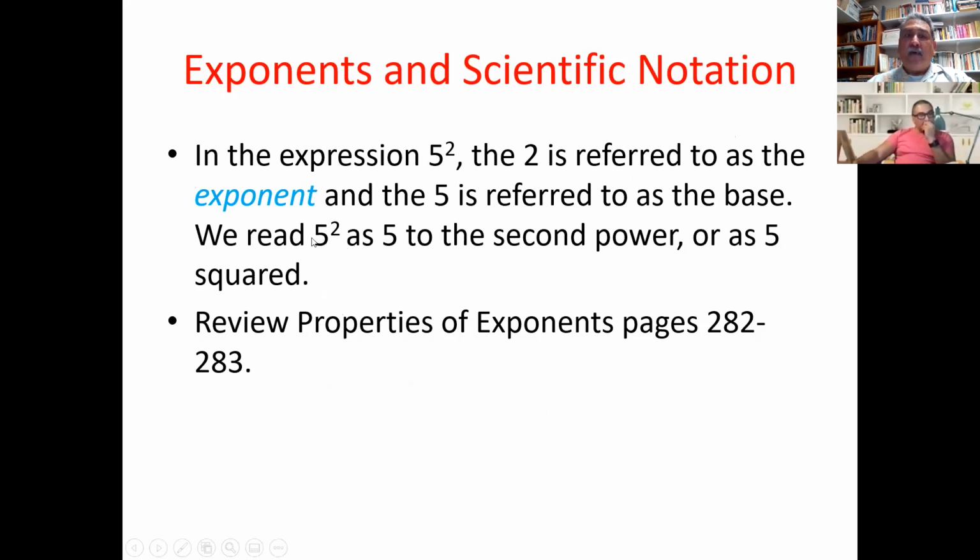We read 5 to the power of 2 as 5 to the second power, or 5 squared. Let's look at a couple of these things on pages 282 and 283.